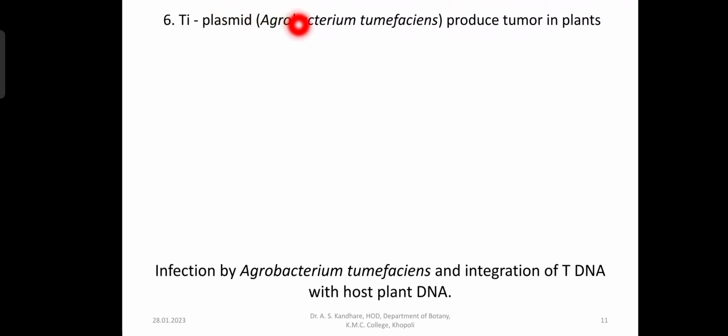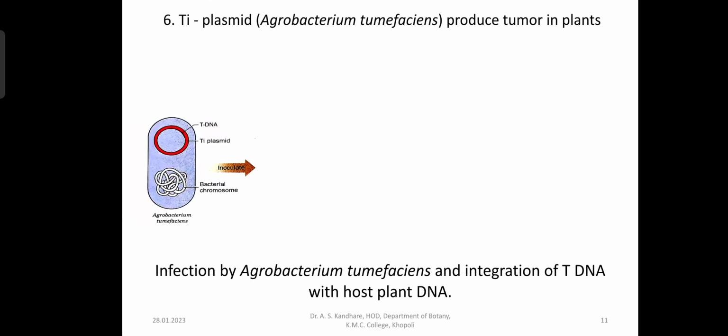So this Ti plasmid is present in Agrobacterium tumefaciens. It is a gram negative bacteria. It is pathogenic to certain plants, and this bacteria produces tumor in plants. तो ये एक बैक्टीरिया है Agrobacterium tumefaciens.